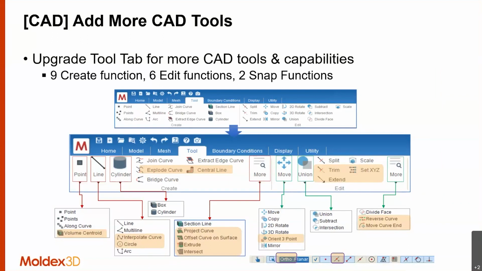In the beginning, in the point section, you can see there is a volume centroid, which will help the user get the central location if there are multiple cavities. If you utilize this tool, you will be able to get the center location of the part, and by referring to that, you can design your runner system and make it more balanced. This kind of tool can be very useful for the designer, or if you're already a Moldex3D user, this will be very helpful for you.